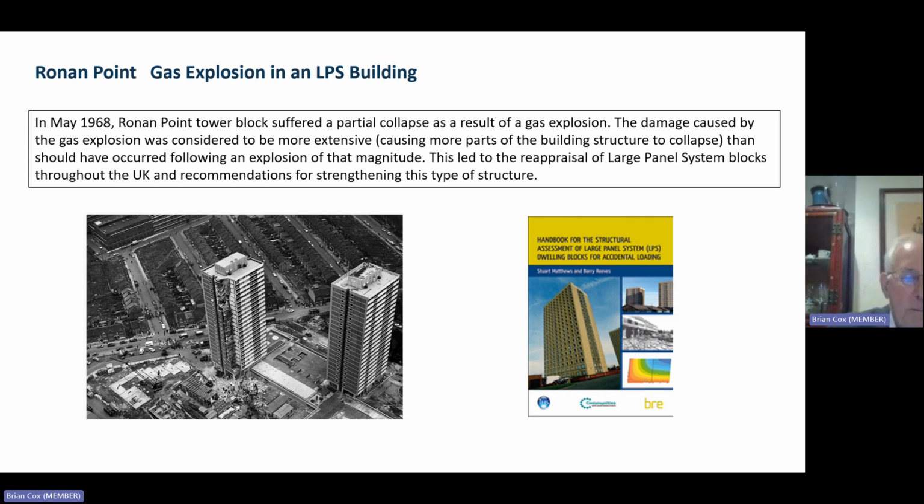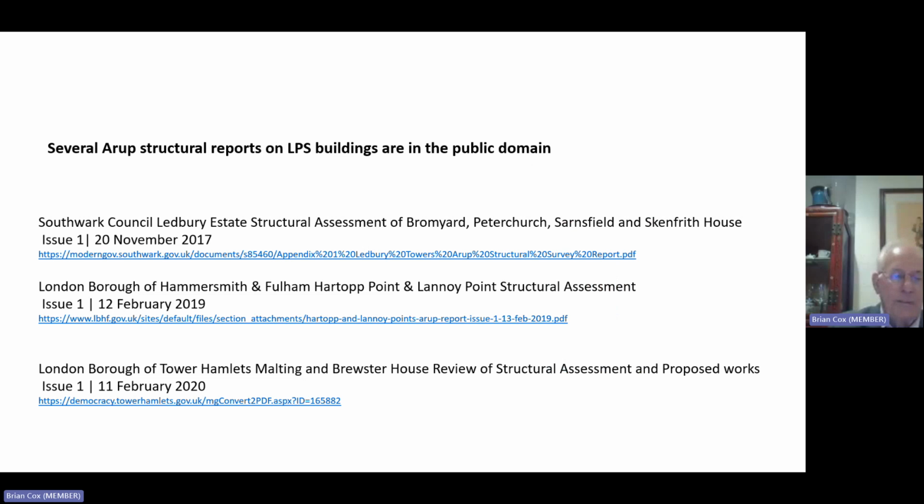So probably if you have one of these buildings, you've already had a structural survey. If you've not, then you should perhaps be seriously thinking about getting it done quickly because many of them do need attention. Arup has done the structural report on many of these buildings, and at least 3 of their reports are in the public domain. These are ones done for local authorities in London, and they give a very good insight into the problems associated with these buildings.